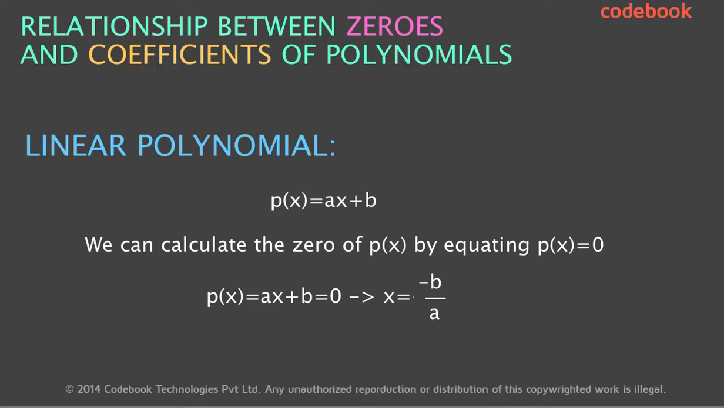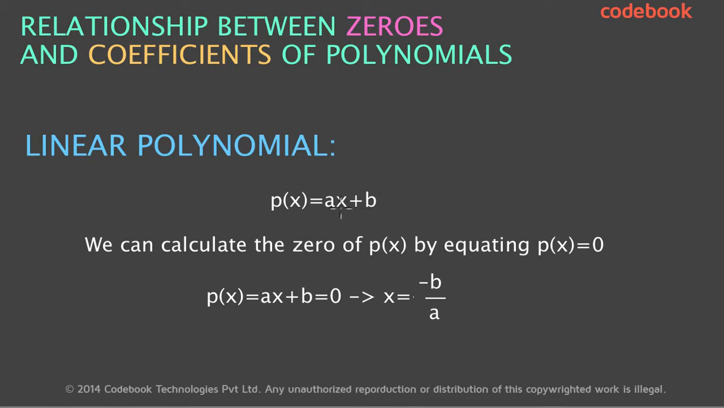In this lesson, we will look at relationships between zeros of polynomials and the coefficients of the polynomials. So let's first look at a linear polynomial. The general form of a linear polynomial is p of x is equal to ax plus b.